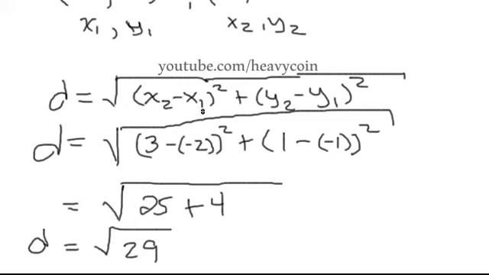Now I'm going to mention one more thing before I go. You could put x1 here and x2 here, as long as you put y1 here and y2 here. It doesn't matter, you're still going to get the same distance. Let me repeat that. x1 can go here, x2 can go here, y1 can go here, and y2 can go here. But it must be in that order.